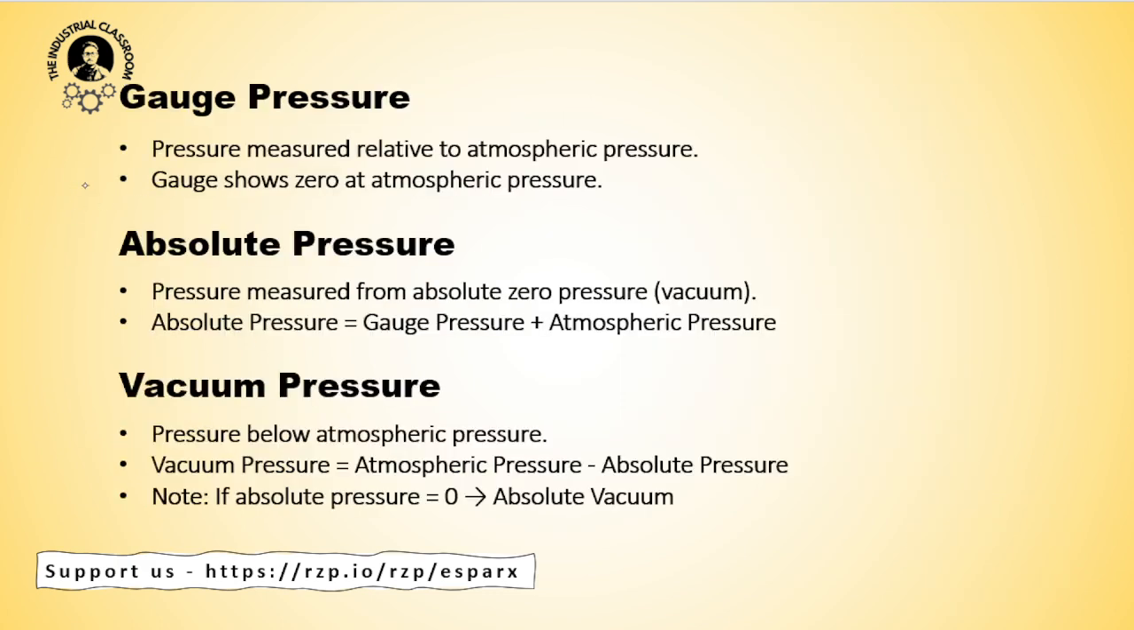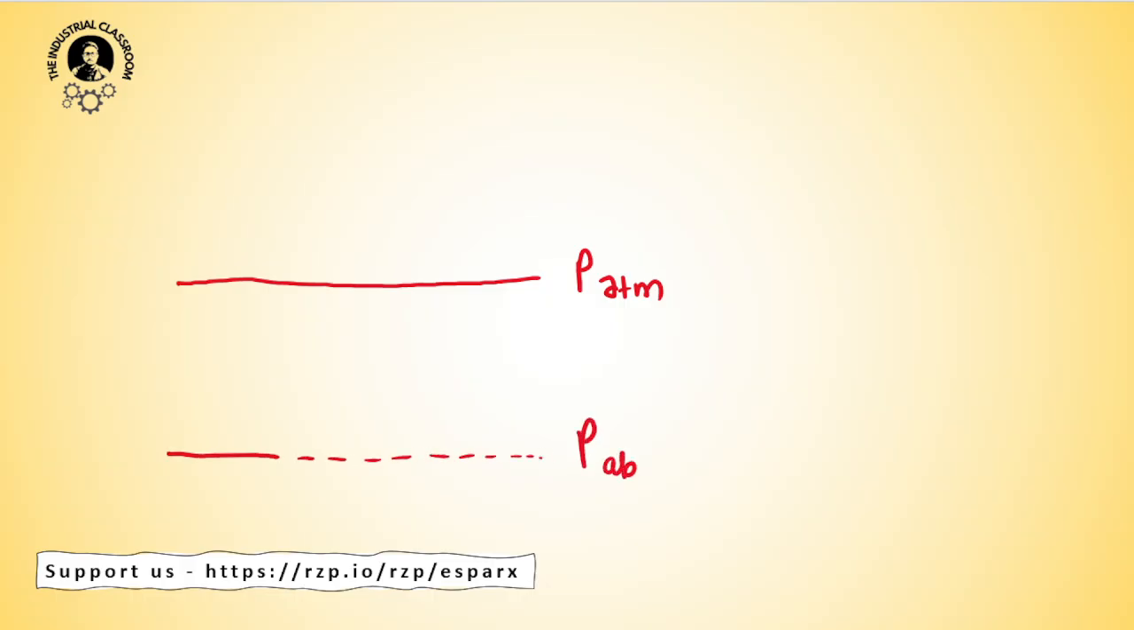Next, if we look at the atmospheric pressure, let us make a drawing. This is the atmospheric pressure, let me write it as PATM. Now there is a zero pressure line, which is termed as P absolute, the absolute pressure.